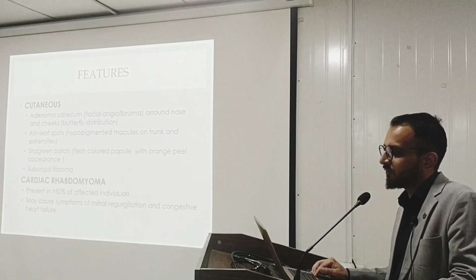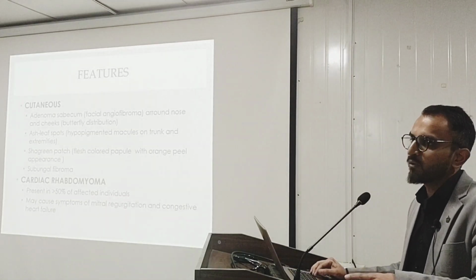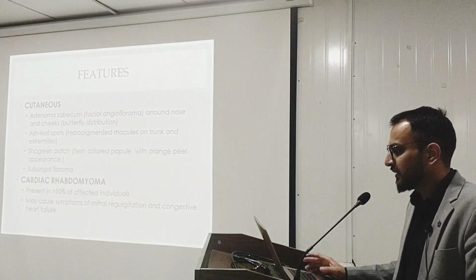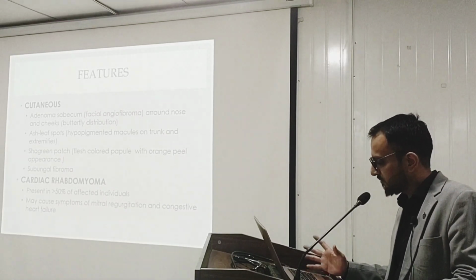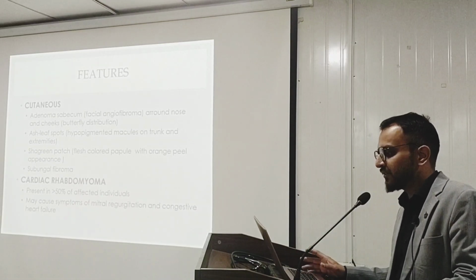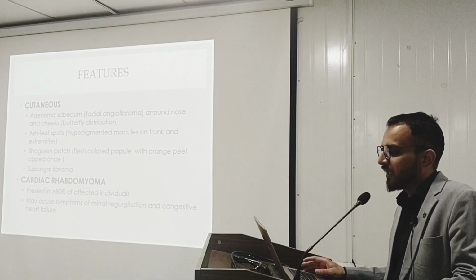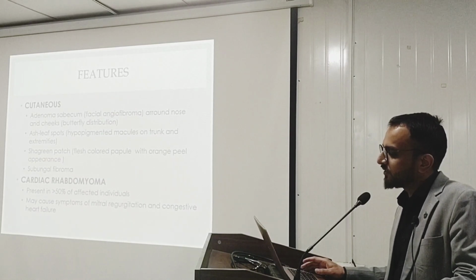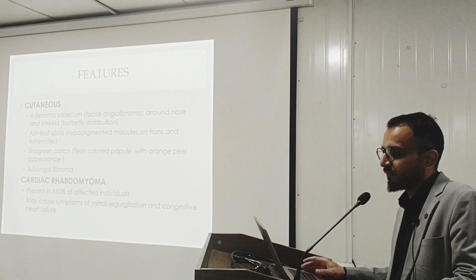Features are, as this tuberous sclerosis complex is a multi-system involvement disease, so features are almost from all the systems. First is cutaneous, that is most common and most easily found: adenoma sebaceum, that is facial angiofibroma around nose and cheeks, typically in butterfly distribution. Ash leaf spots, that is hypopigmented macules on trunk and extremities. Shagreen patch, that is flesh colored papule with orange peel appearance, and subungual fibroma.